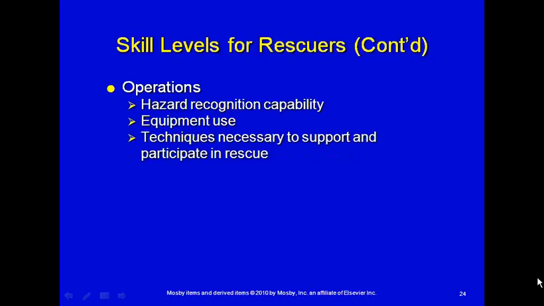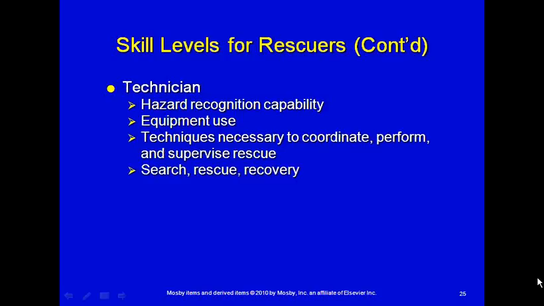Operations, that is the ability to recognize these hazards as well as use the equipment necessary for rescue, whether it be the spreaders or cutters or airbags or any of these other pieces of equipment that might be used in a rescue situation. Technician, those are the highest trained folks on scene and certainly have the knowledge to know how to identify the hazard, how all the equipment works, and how to coordinate and supervise the team during a rescue situation.